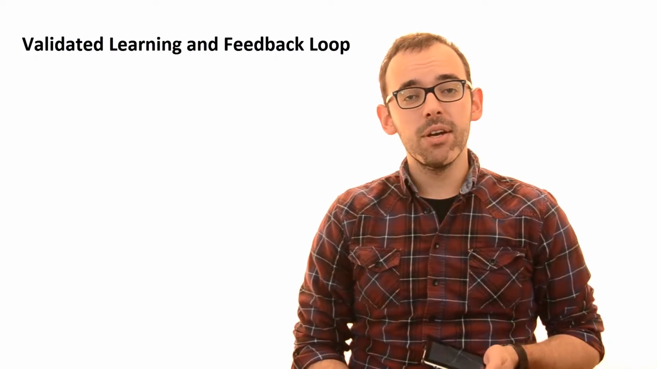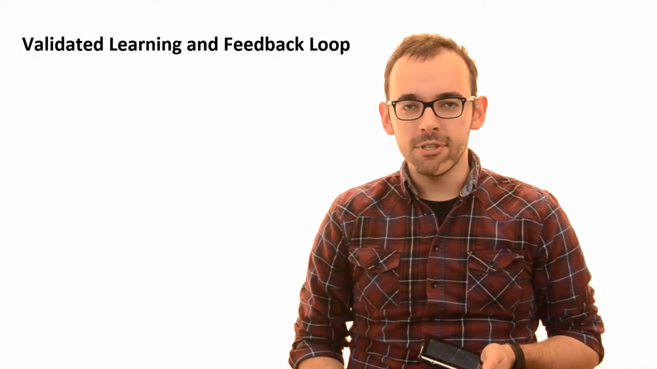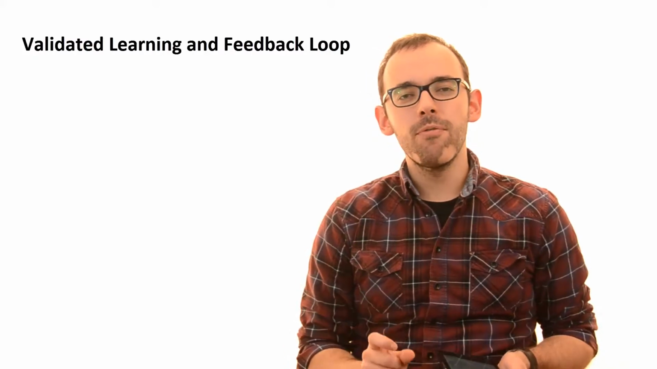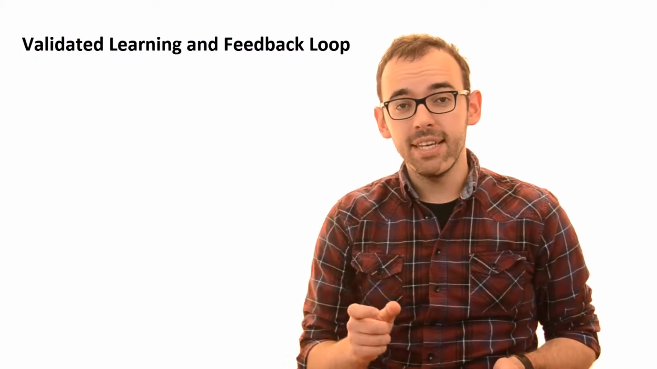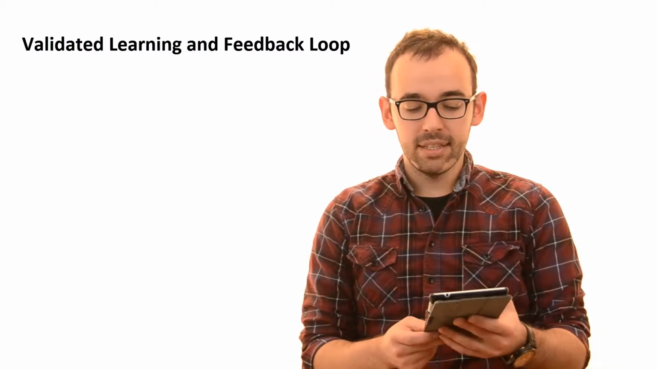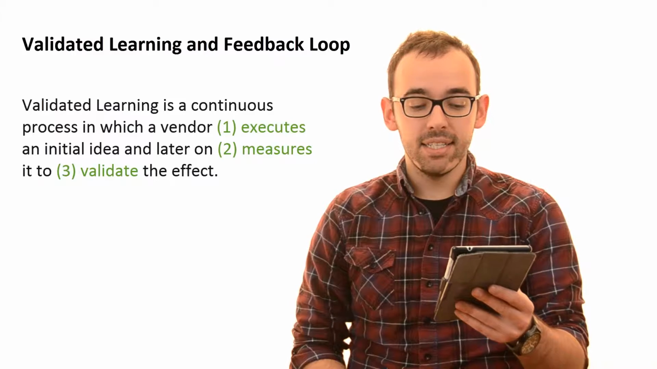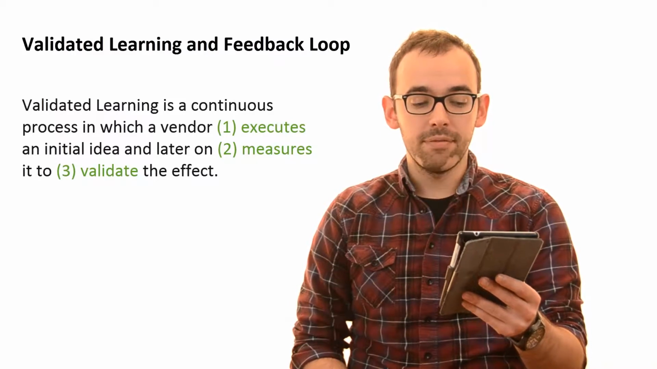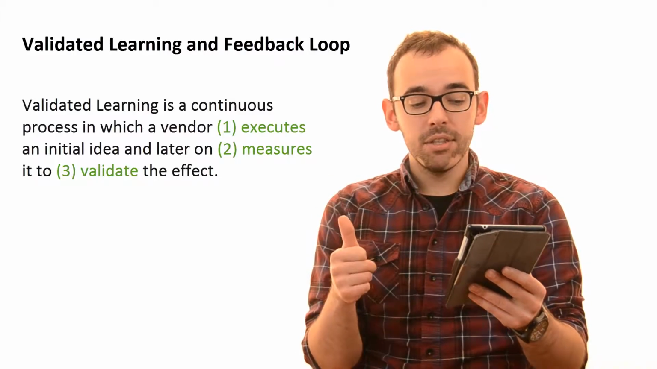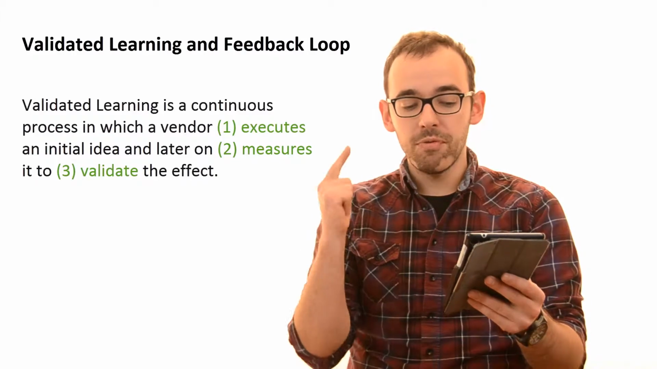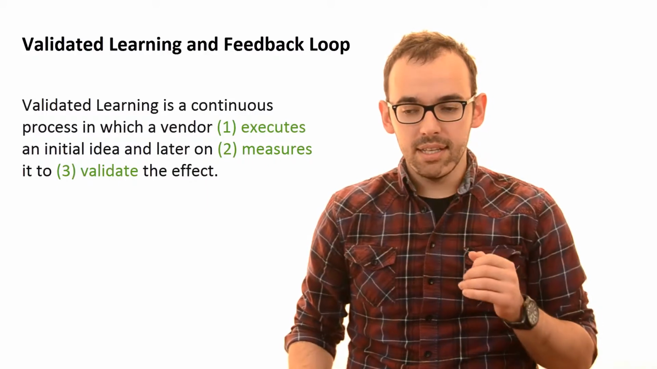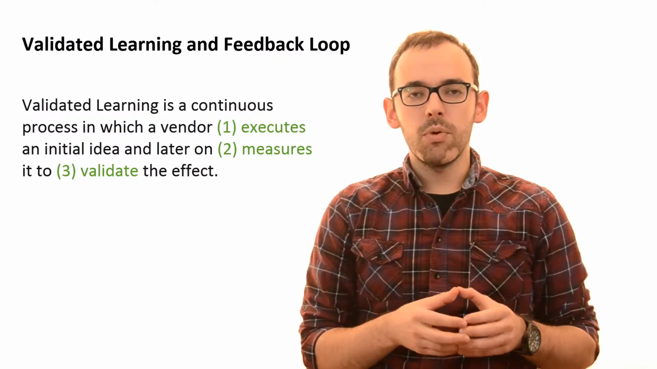In this video we are going to discuss two important concepts, validated learning and feedback loop, which are both tightly connected with the lean startup approach. So let's take a look at the definition of validated learning. It is defined as a continuous process in which a vendor executes an initial idea and later on measures it to validate the effect.